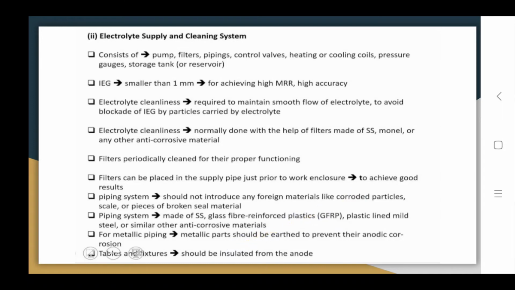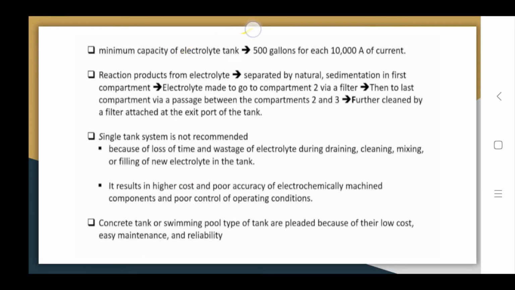In case of heavy structure, if it is not possible to insulate from the anode, then they must carry a cathodic potential to prevent corrosion. Okay, and the required minimum capacity of the electrolyte tank is about 500 gallons for each 10,000 ampere of current. And the electrolyte is also further cleaned by the filter attached, as I have mentioned, at the exit port of the tank.